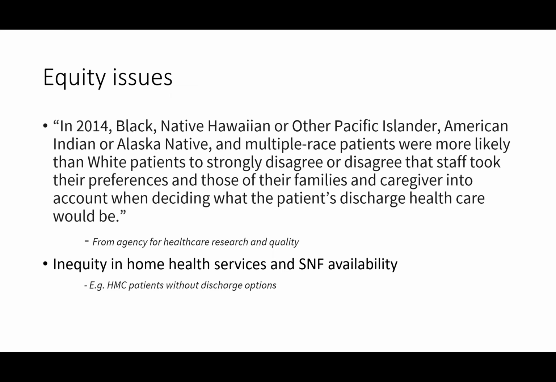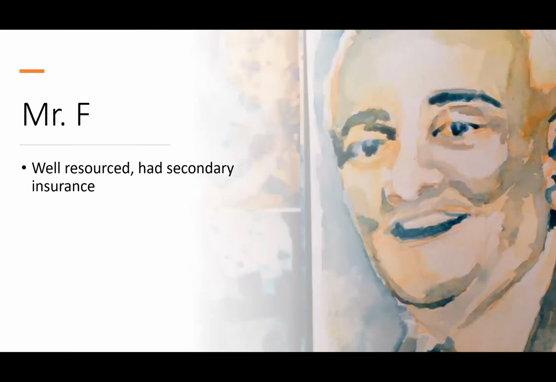And then there's also inequity in home health services and SNF availability. For example, I think patients who are only on Medicaid will have a much harder time getting to a skilled nursing facility, right? And we end up with patients who are in the hospital for longer periods of time, and because you're in the hospital, you can't get daily physical therapy because we're not set up for that in the hospital, and then you end up getting more deconditioned and worse outcomes later. But luckily for us, Mr. F was well resourced, had secondary insurance, so he got to his SNF right away. He didn't have to worry too much about that.